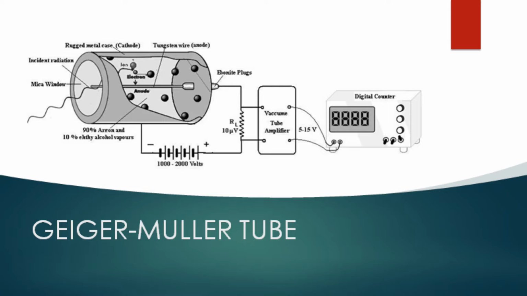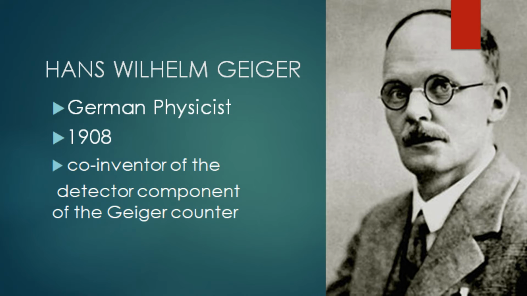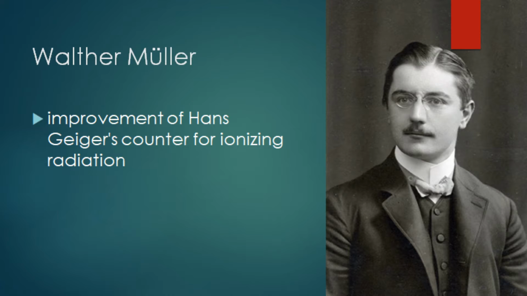There are many kinds of radioactive sensors, and an example of this is the Geiger counter, also known as the Geiger-Müller tube. This was invented by German physicist Hans Wilhelm Geiger in 1908 and was perfected 20 years later by his student Walter Müller.